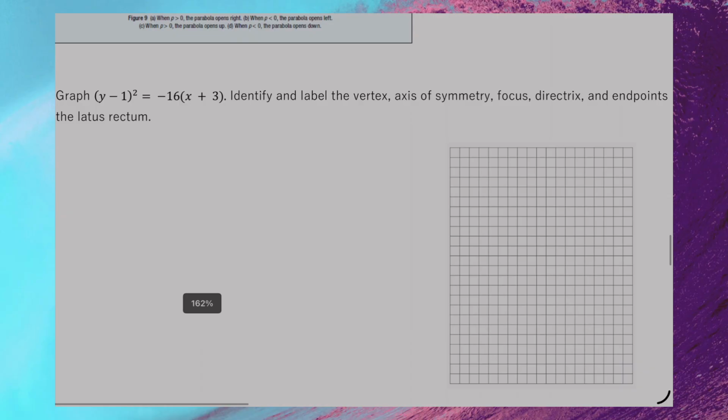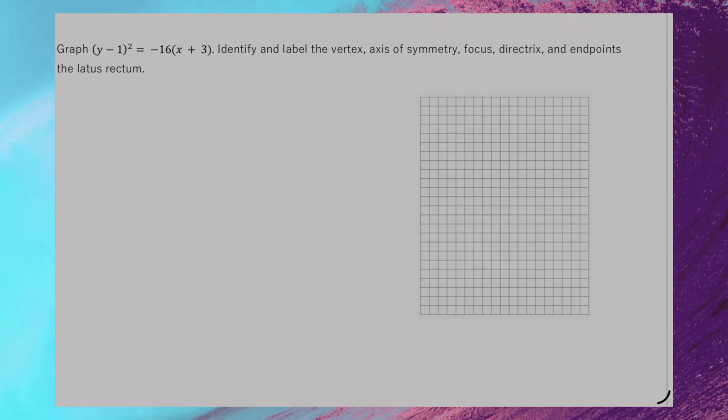Okay, so let's look here. Let's identify the vertex. Vertex we know is (h, k). So looking at this, h is in with x. And remember, the format had a minus sign there, so really I have a double negative. So my vertex is negative 3, positive 1. So always in with x is the h.